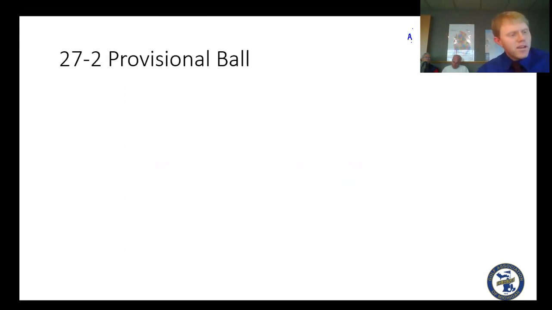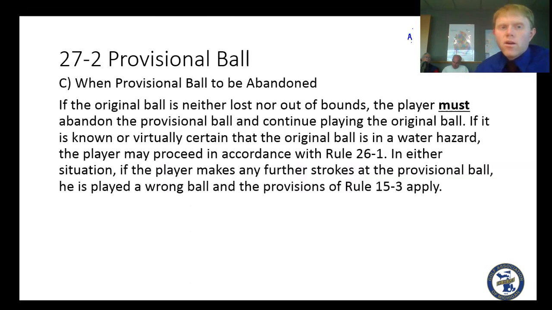All right. So when are we going to abandon our provisional ball? If the original ball is neither lost nor out of bounds, so if we find that original ball, the player must abandon the provisional ball and continue playing with the original ball. And the other situation: if it's known or virtually certain that the original ball is in a water hazard, the player can proceed under Rule 26-1, and we're going to abandon the provisional ball.